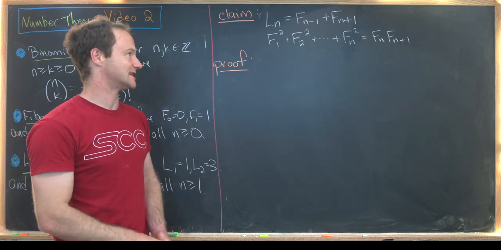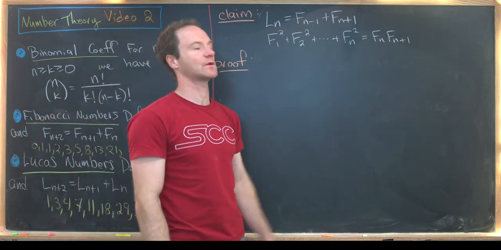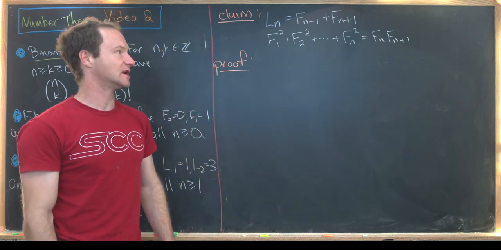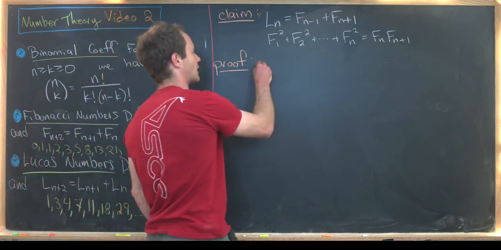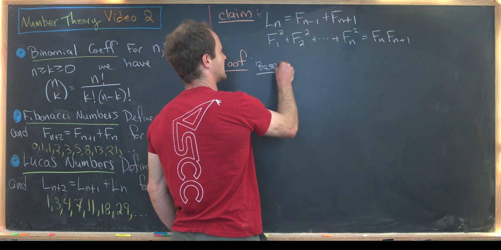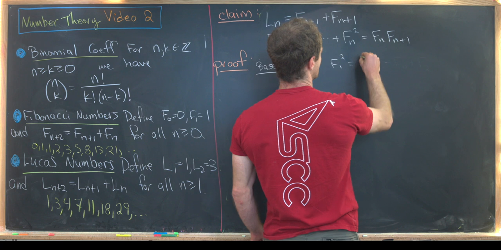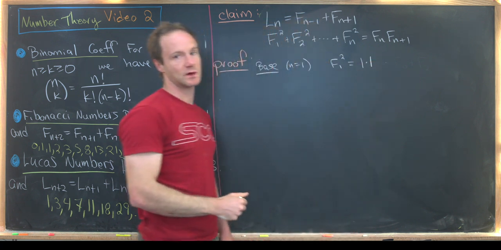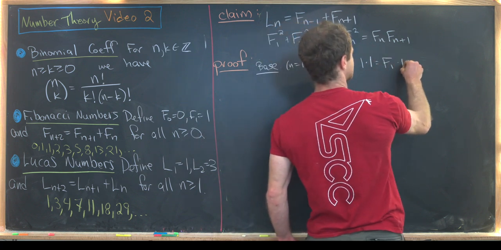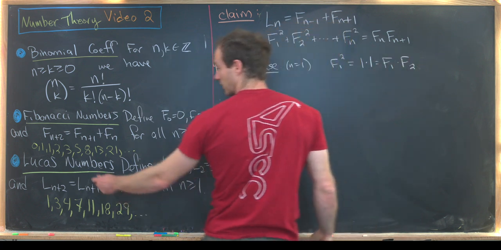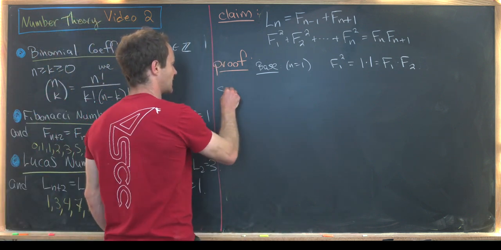Our second statement is that F1 squared plus F2 squared up to Fn squared is equal to Fn times Fn plus 1. We're going to prove this by induction. So our base case will be the n equals 1 case. That'll give us F1 squared, which is equal to 1 times 1. Well, it's really 1 squared. But that's the same thing as F1 times F2, given that they're both equal to 1.